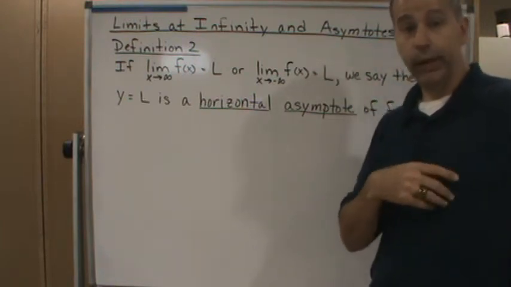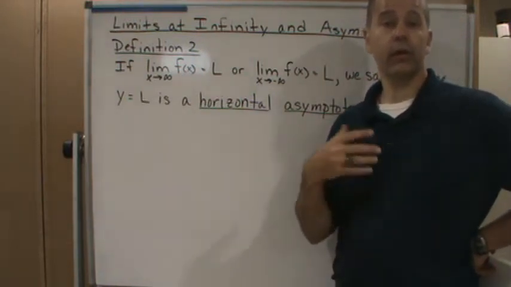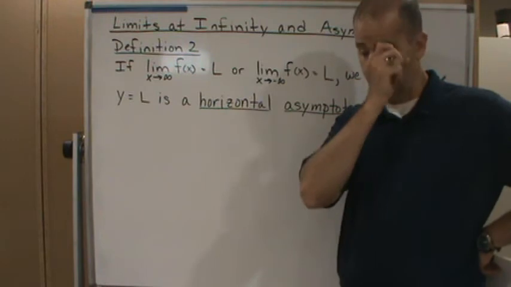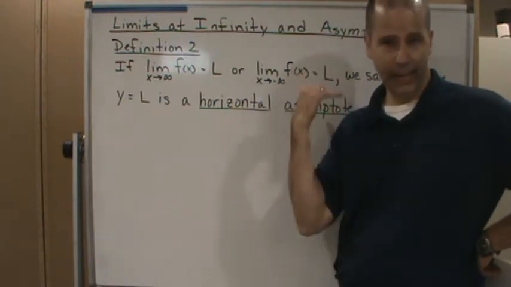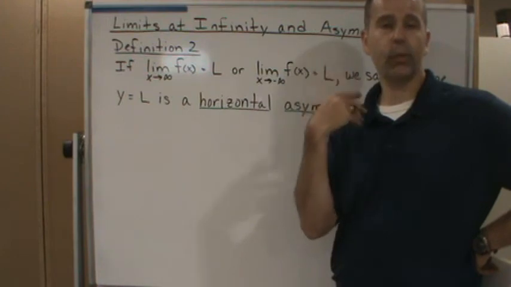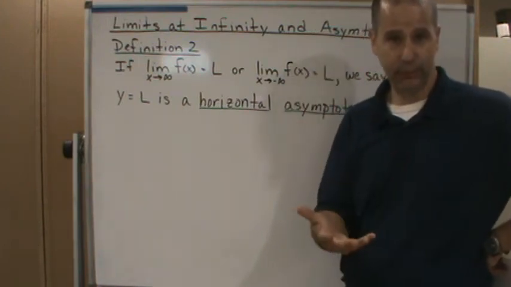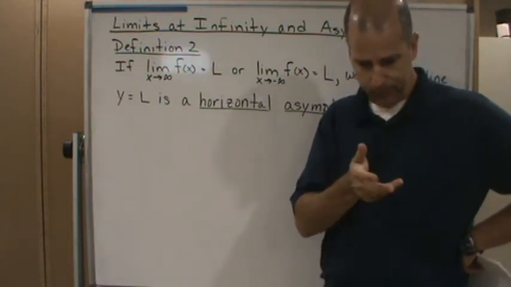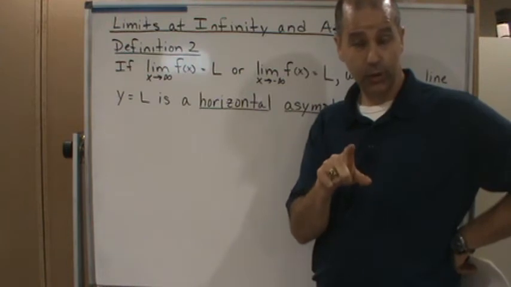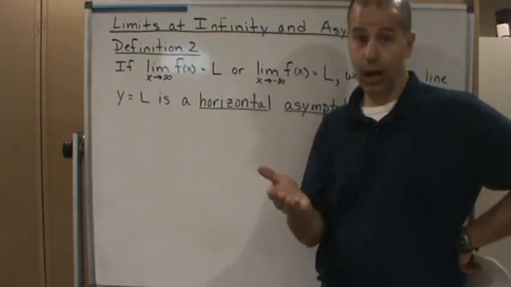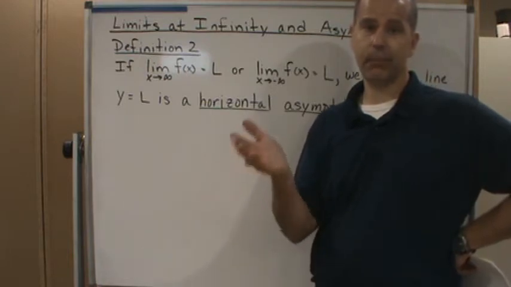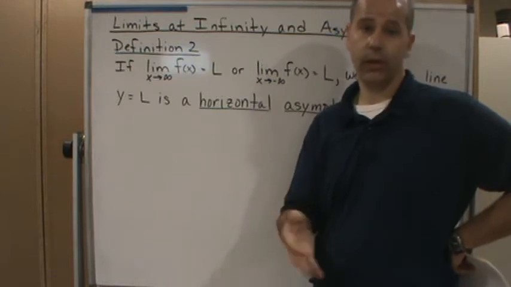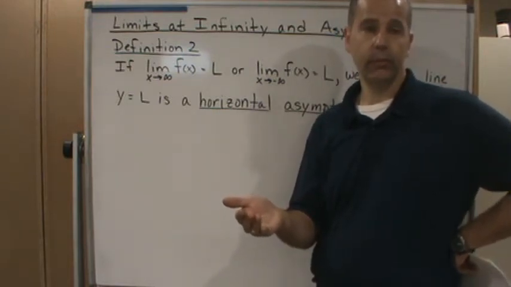So remember, when it comes to vertical asymptotes, the graph will never cross vertical asymptotes. Okay, and if you remember what you learned in pre-calculus, you'll understand why they can never cross vertical asymptotes. Now, horizontal asymptotes, though, the graph may or may not cross. Okay, so there are examples of where a function will cross the horizontal asymptote. There are examples of where the function does not.